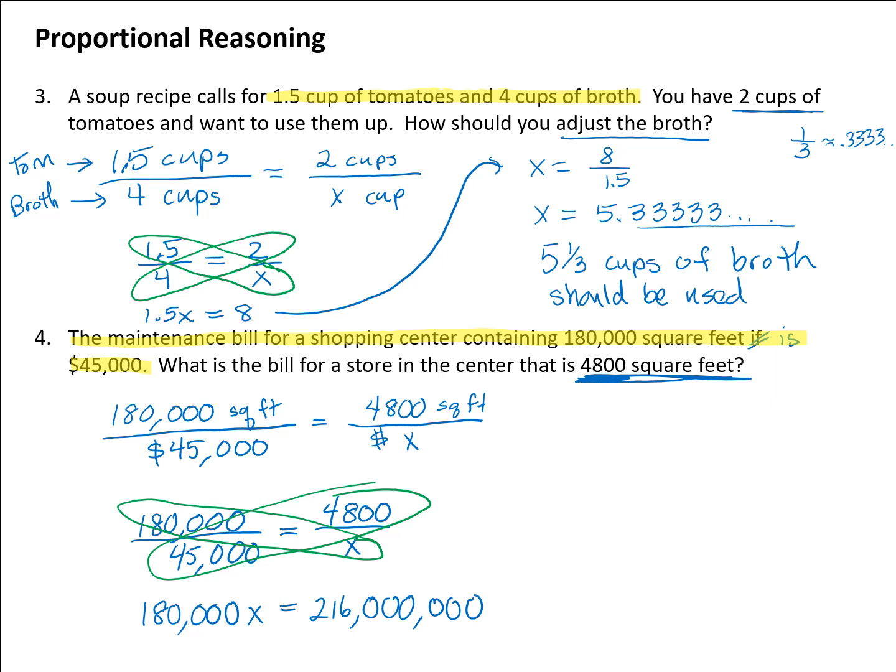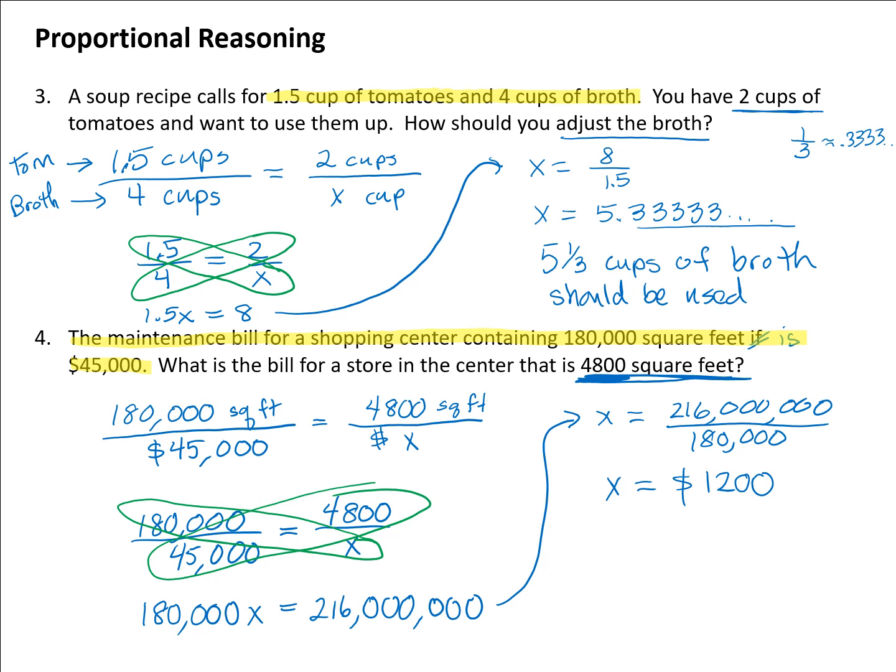And we're going to divide that by 180,000 to get X by itself. So when I divide by 180,000, that's 216 million. I know there's a lot of zeros here, just don't lose any of them. Divided by 180,000. Our final answer isn't quite as bad, but it is $1,200. Okay, and remember the square footage of the entire shopping center was much bigger than the square footage for the single store.